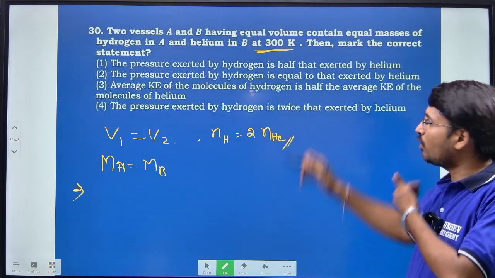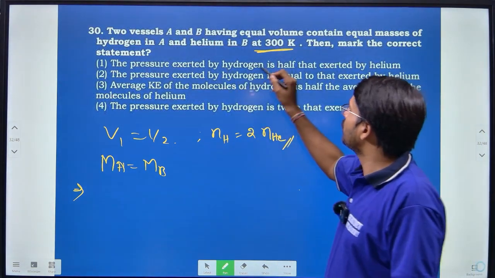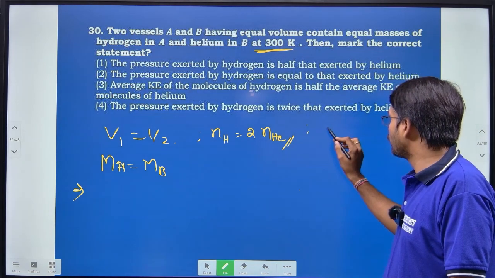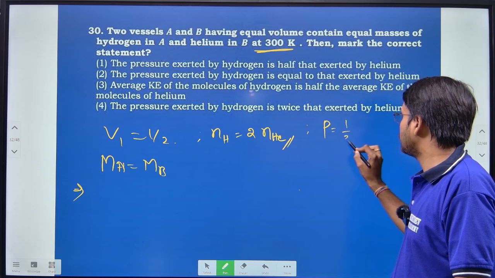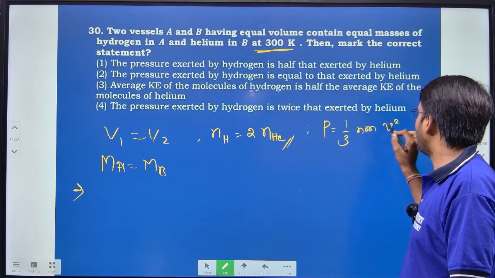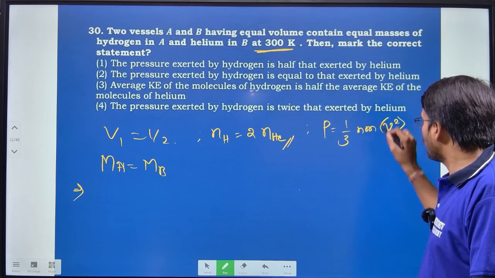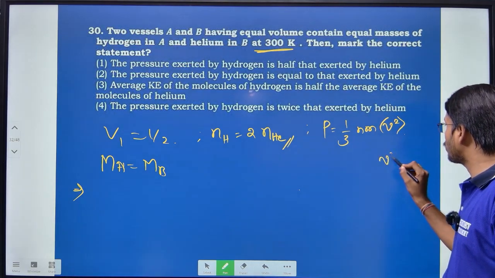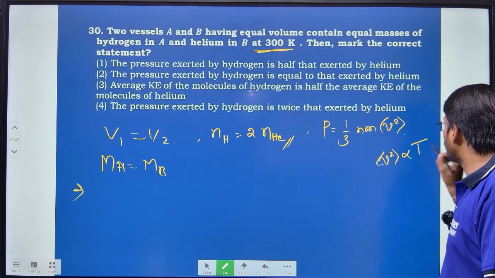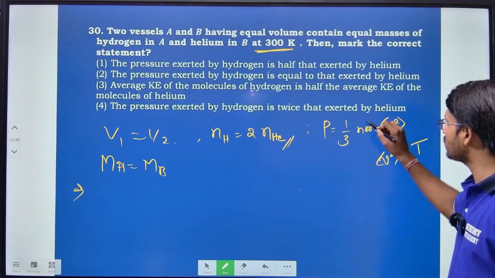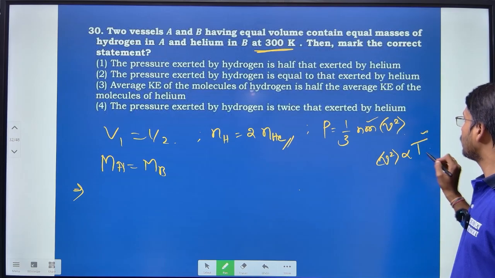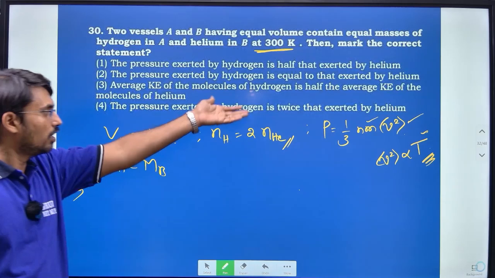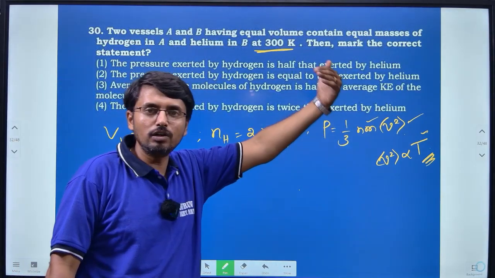Now we'll look at all the statements. The pressure exerted by the hydrogen is half of that exerted by the helium. So what is the equation for the pressure? P = 1/3 N m v square average. We also know that v square average, the RMS value, is directly proportional to the absolute temperature. They have given that the mass is the same and the temperature is the same, so whatever the molar mass, the average velocity will be the same.